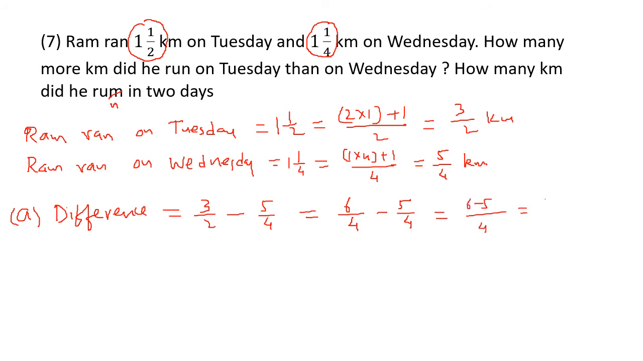And that's equal to 1 by 4 kilometers. So this is the solution. This is the answer of difference. For the second part, you have to add them. So the total distance covered will be, you have to write the answer in words as well. How many kilometers did it run in 2 days?